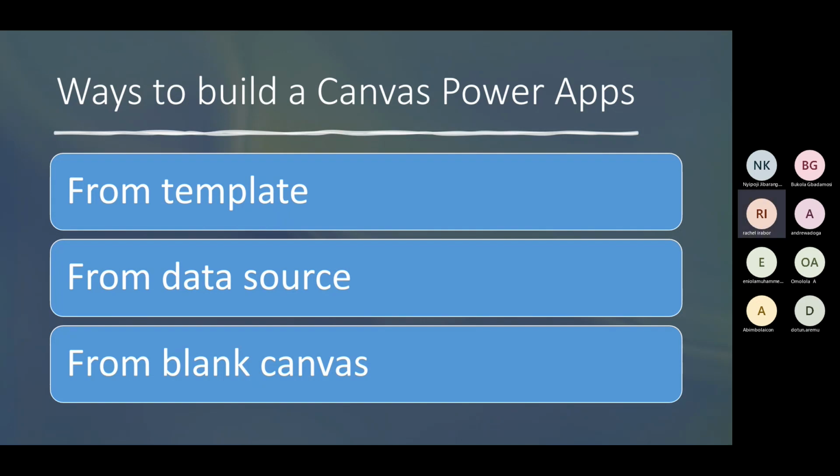So we're going to understand the different ways to build a Canvas Power App. You can build your Canvas app from either a template, from a data source, and also from a blank canvas. So when you say building your application from a template, we mean that there are actually templates in the Power Apps environment where you can easily create your app, where it has already been built.